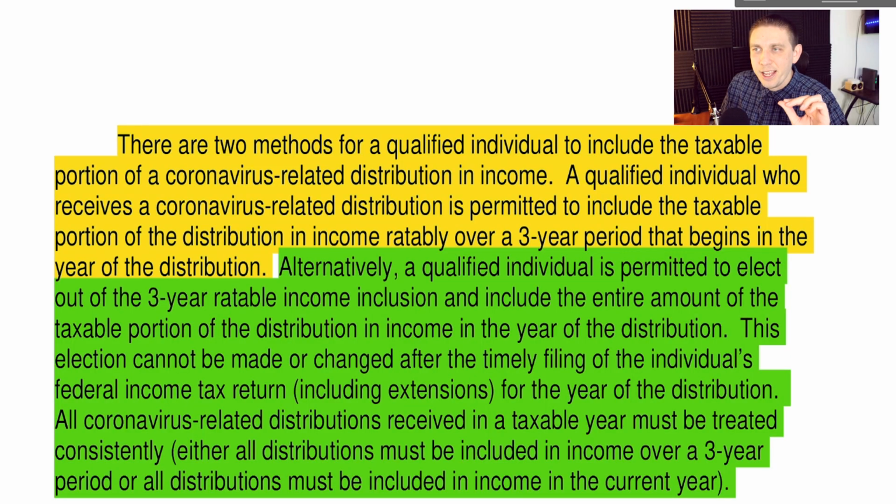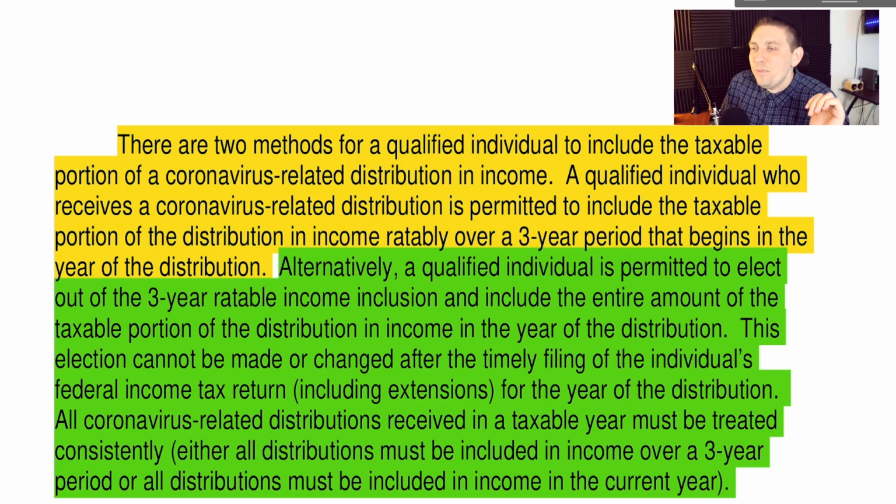Now, here's where the IRS talks about how to report this. They say there are 2 methods for a qualified individual, that's you, to include the taxable portion of a coronavirus-related distribution in income. A qualified individual who receives a coronavirus-related distribution is permitted to include the taxable portion of the distribution in income ratably over a 3-year period, which we talked about just a moment ago, that begins in the year of the distribution. It says alternatively, and this is what I mean by alternatively, a qualified individual is permitted to elect out of the 3-year payback period and just pay it all in the same year.